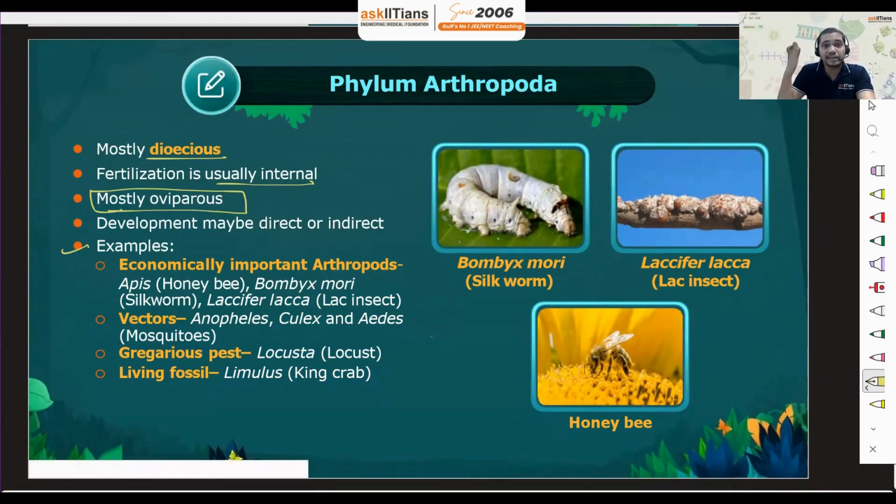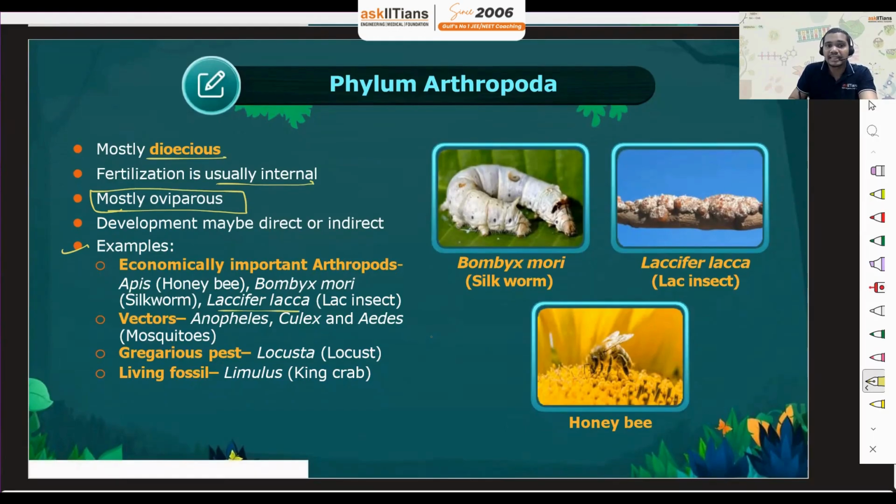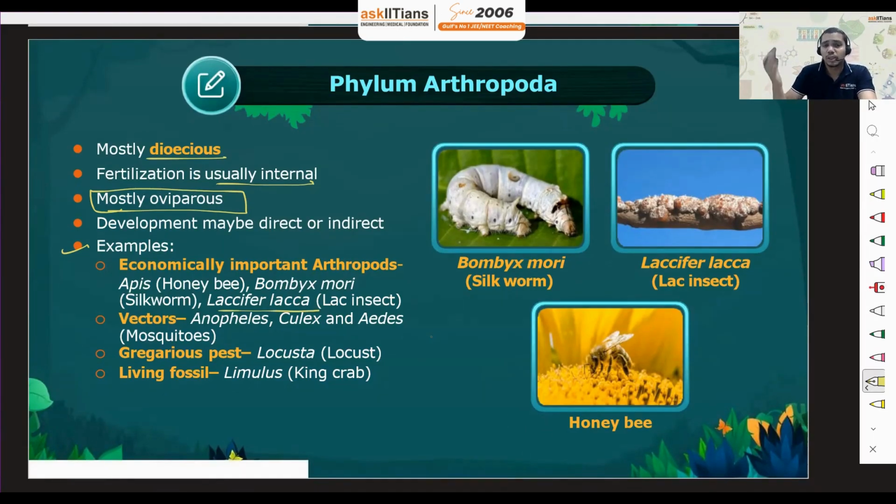Examples: economically important arthropods are there. Apis, that is a honeybee. Bombyx mori, that is a silkworm. Laccifer lacca, that is a lac insect. Vectors, like we have Anopheles, Culex, and Aedes mosquito. You know that the Anopheles mosquito is for what? For malaria. Culex for what? Yes, elephantiasis, and Aedes. So you're aware about that, right?